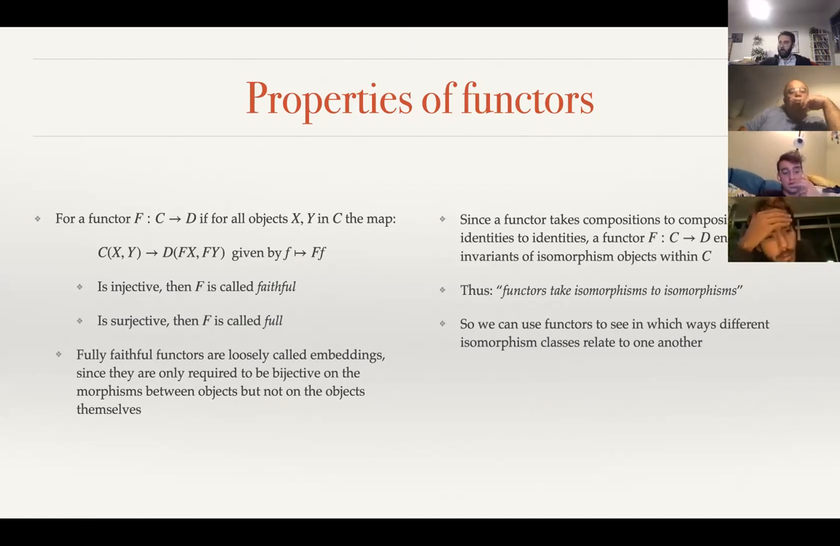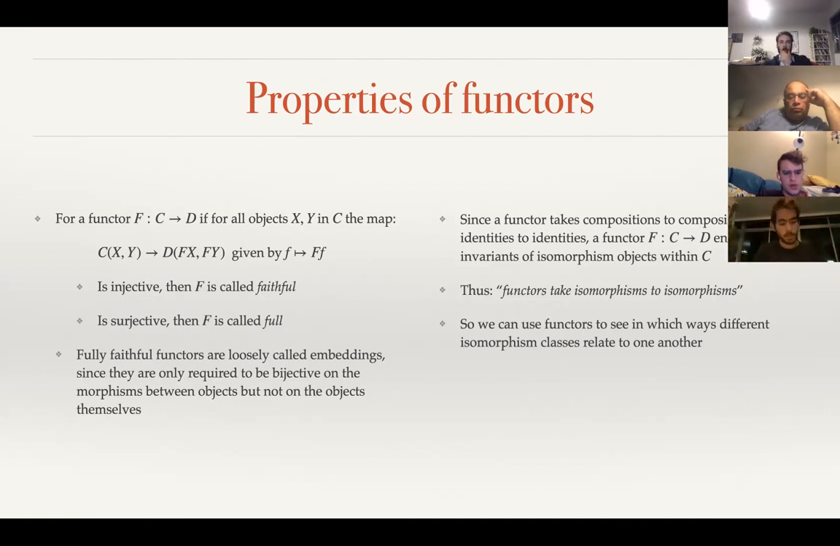If this map is injective, we call the functor faithful. So when it's injective on morphisms, it's faithful, and when it's surjective on these morphisms, it's called full. The reason there's different language than there is for functions is because this is not really the same as injection or surjection. You guys are familiar with injective and surjective, those terms, yeah.